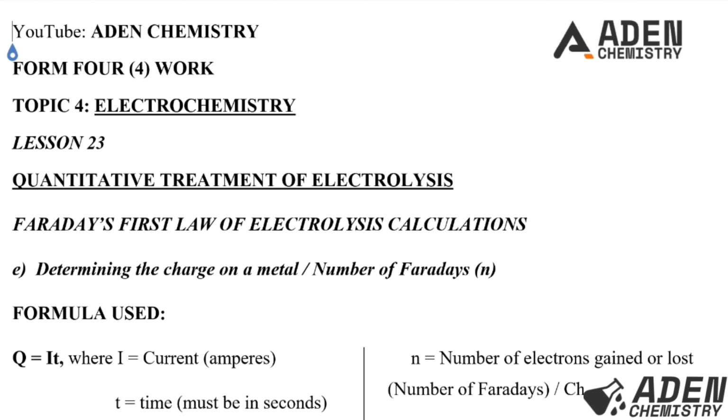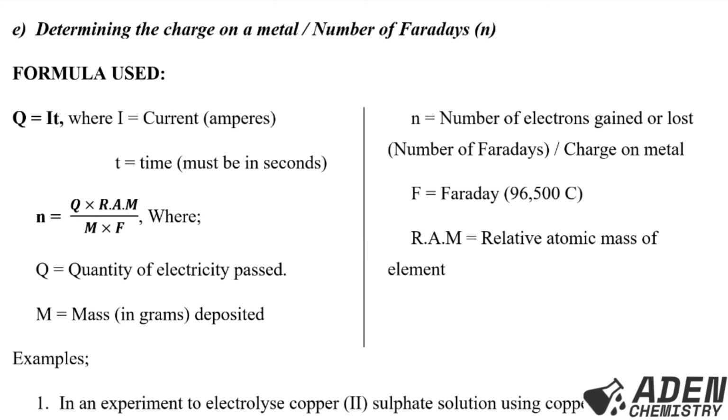or in other words, the number of Faradays, which we can write as a small letter n. So the formula used when we are looking for the charge on a metal or the number of Faradays n will be equal to Q multiplied by Rm divided by M times F, where Q is the quantity of electricity passed, and Q is equal to IT, where I is current, which is measured in amperes, and T is time, which must be in seconds.